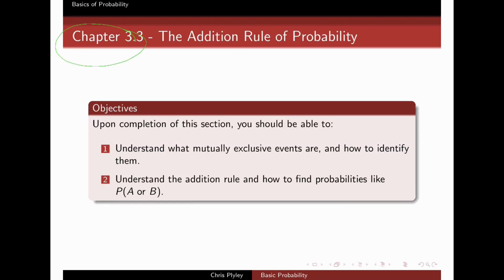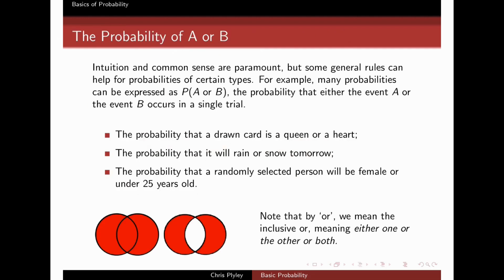I'm going to jump ahead a little bit here to chapter 3.3, and I'm going to talk about, in particular, the addition rule. We're going to focus for a second on probabilities that have the word "or" in them. So if I have two events, A and B, then I can consider what's the probability that either A or B or both of these things happens in a trial of my probability experiment.